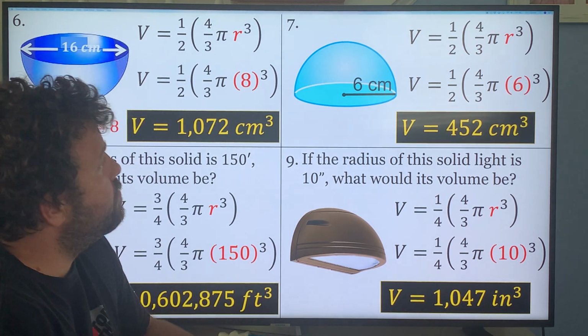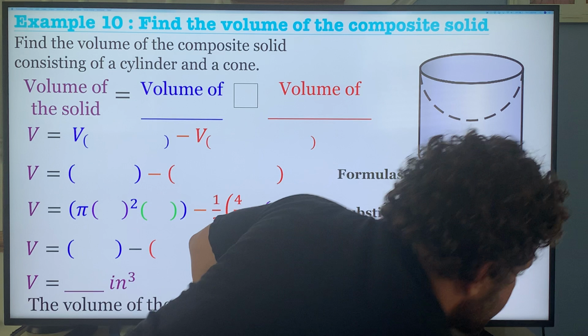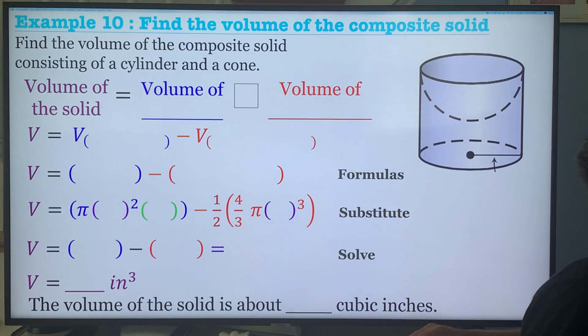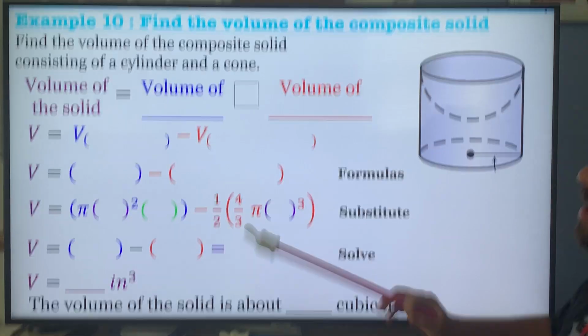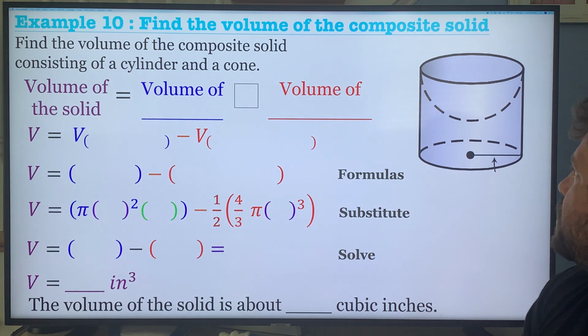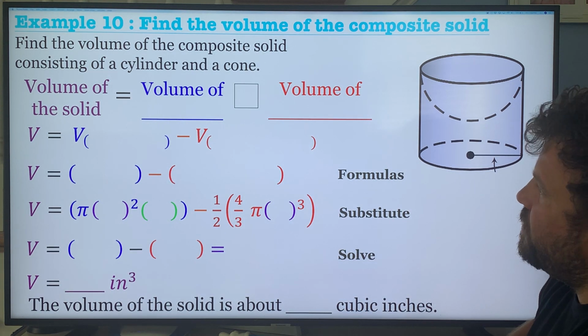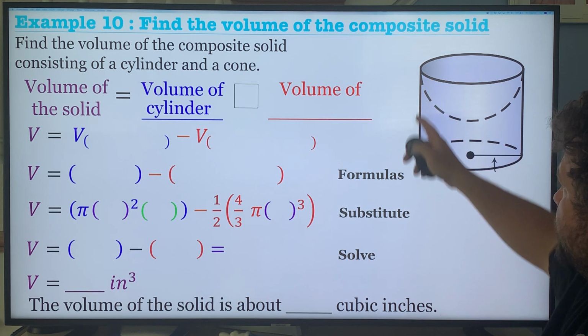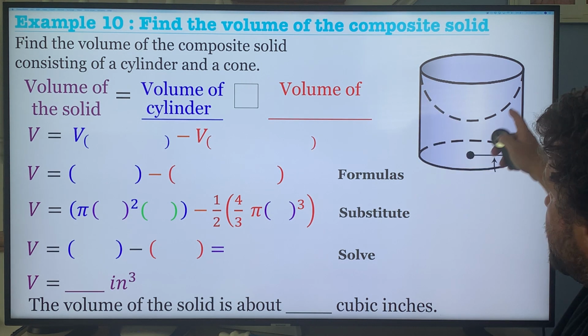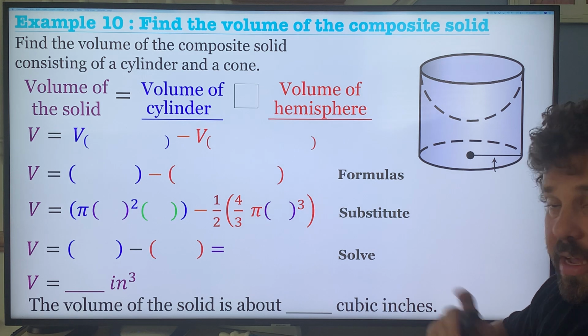Almost done. Let's do some composites. Find the volume of the composite solid. So you have a cylinder and you have something out of the cylinder. So the volume of the solid equals the volume of your cylinder. That's the big thing. And what's this right here? A hemisphere, half a sphere.